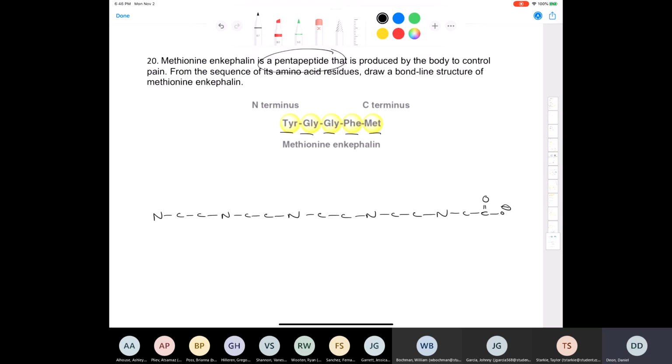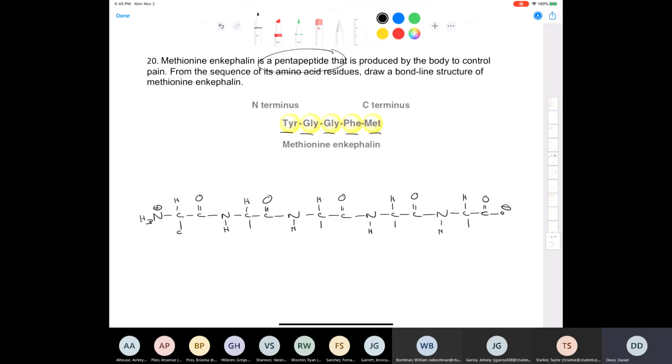We're going to have our carboxylate on our C terminus. We're going to have our ammonium on our N terminus. Remember, it goes N, C, carbonyl, N, C, carbonyl, N, C, carbonyl, C, carbonyl, like that. Each one of these carbons in between is going to have a hydrogen attached to it, and the nitrogens are all going to have hydrogens attached to them. So what's missing? The only thing missing now is an R group here, here, here, here, and here. 1, 2, 3, 4, 5 R groups.